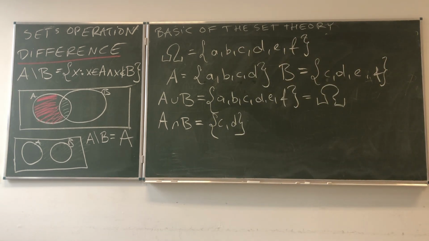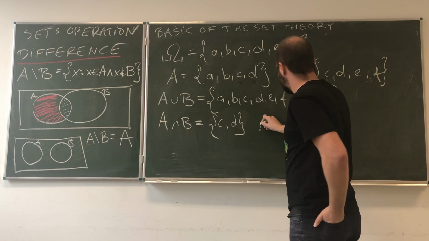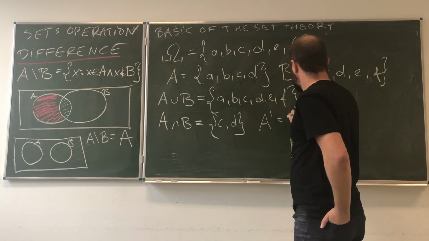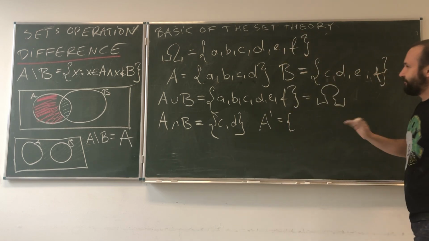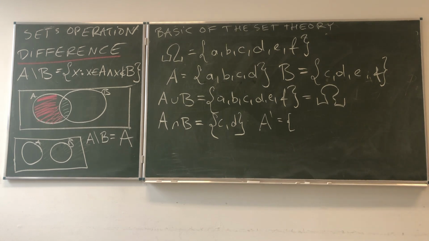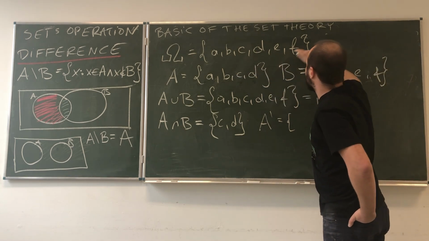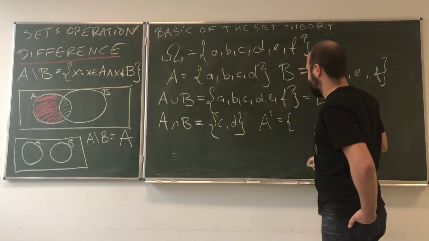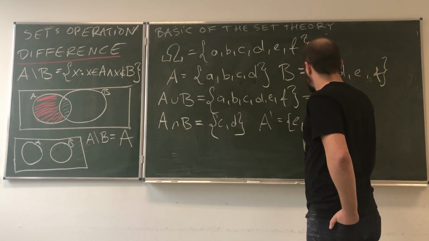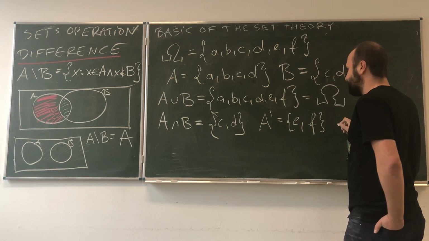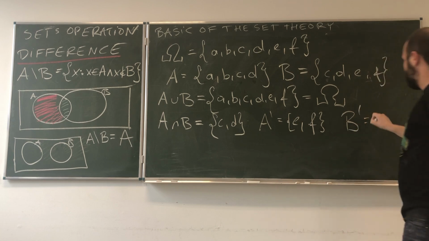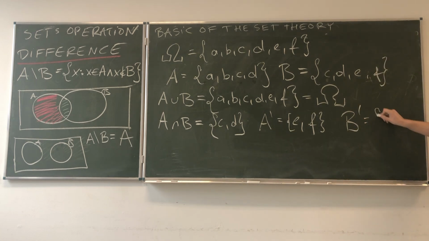Okay, now complement of A is everything that is in the universe, but it's not in A. In our case, the universe is A, B, C, D, E, F. A is A, B, C, D. So this must be E, F. And look, by the same token, complement of B must be, of course, A and B.